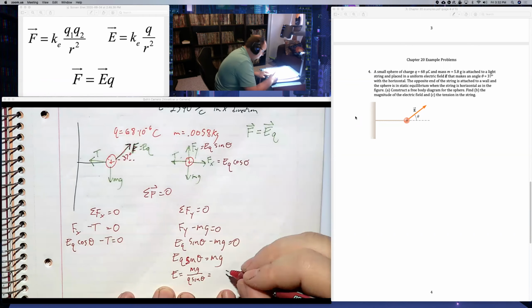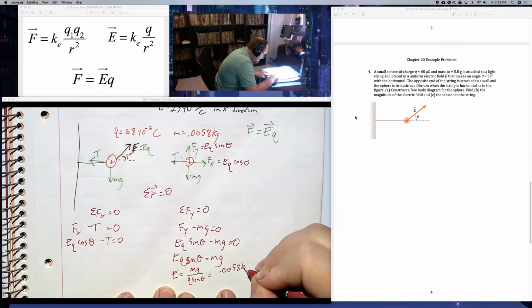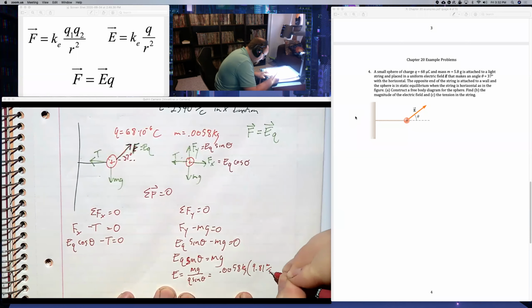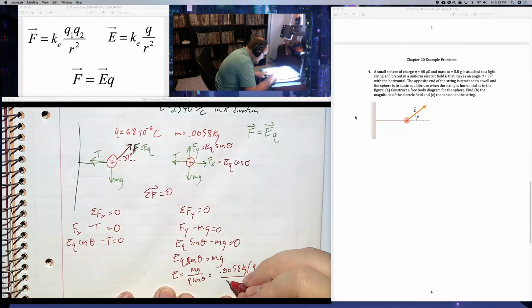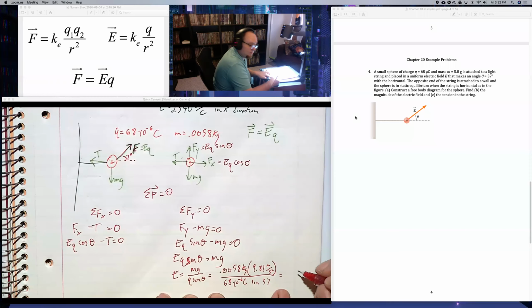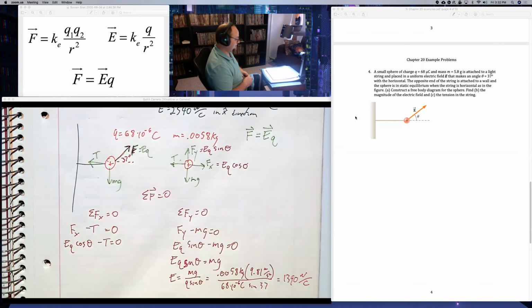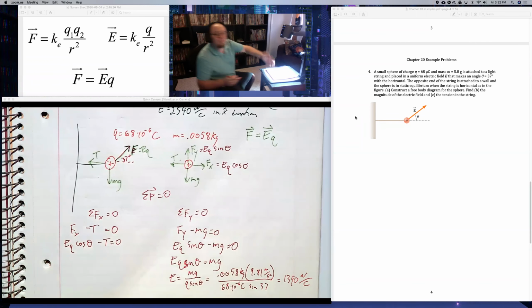And from that, I can just plug in 0.0058 kilograms times 9.81 meters per second squared over 68 times 10 to negative 6 coulombs times the sine of 37. And really, all this is forces from physics 1. It's just, ooh, here's another new force. Look, we got tension, nothing changed. Gravity, nothing changed. This is really more of the same.